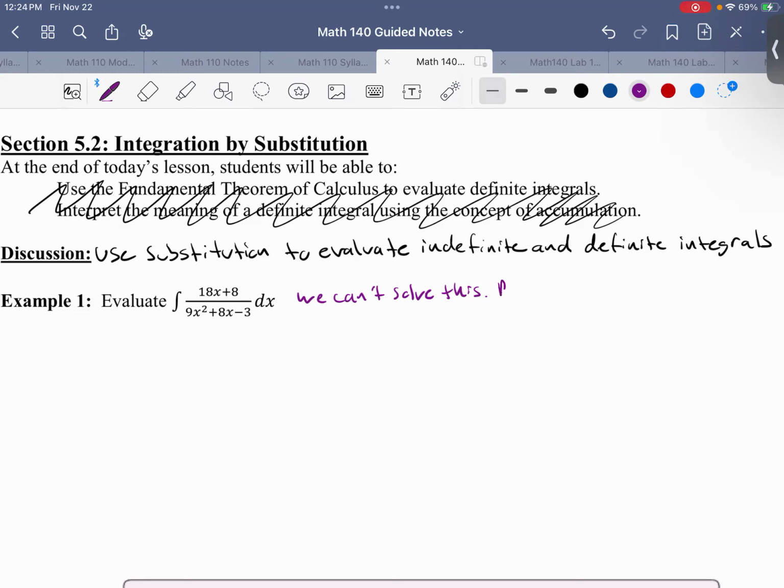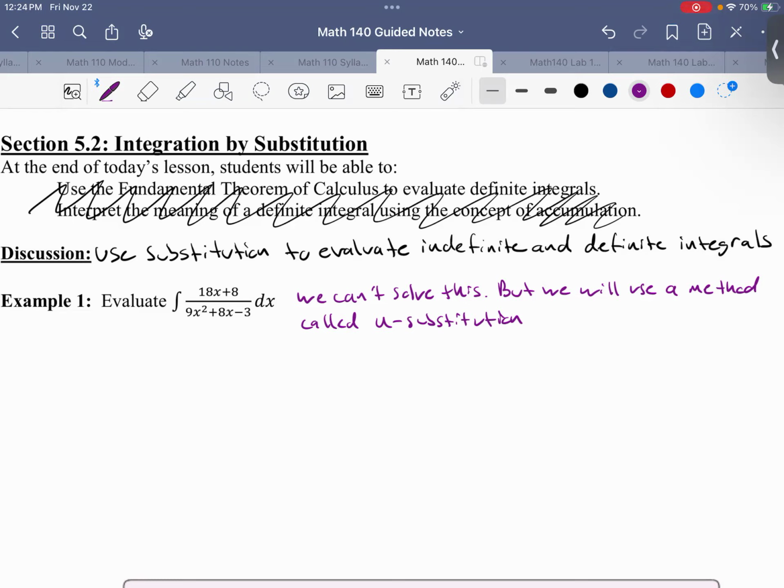but we will use a method called U substitution. Okay, so we're going to learn a new tool to use to integrate integrals like this.